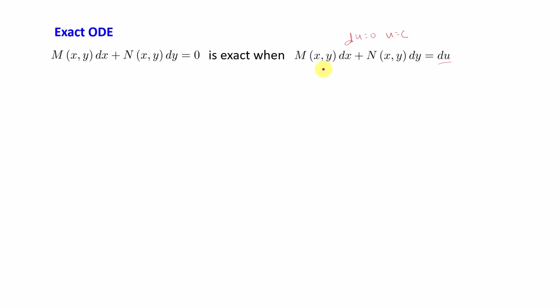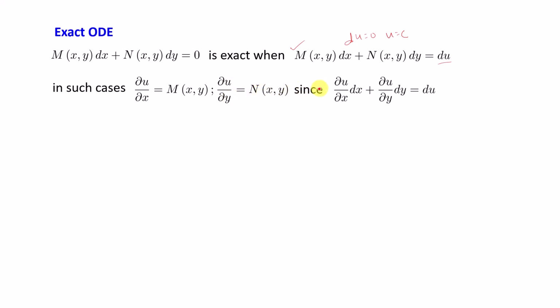Now we have to identify when this can happen. If it is exact, then ∂u/∂x = M and ∂u/∂y = N. Why? Because ∂u/∂x multiplied by dx plus ∂u/∂y multiplied by dy is equal to du. That means N is ∂u/∂y and M is ∂u/∂x.